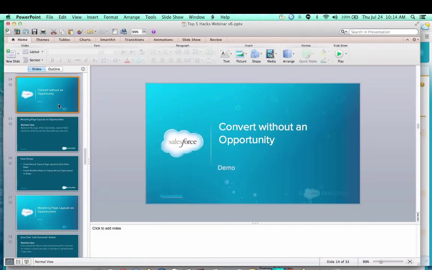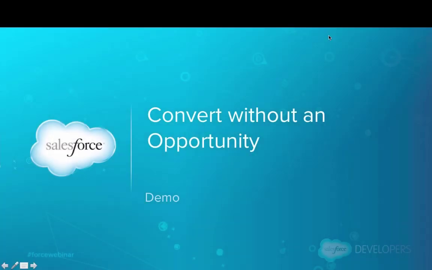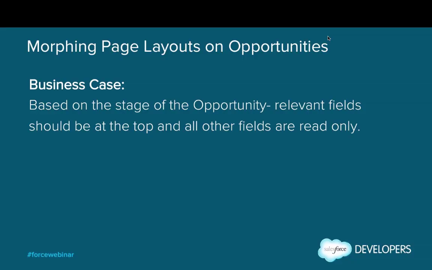Now I'll jump back into PowerPoint here. It's always fun, juggling back and forth between. All right, so our second hack is a little bit more involved, and it's actually morphing page layouts on opportunities. So the business case here is that based on the stage of the opportunity, relevant fields should appear at the top and all other fields should be read-only.